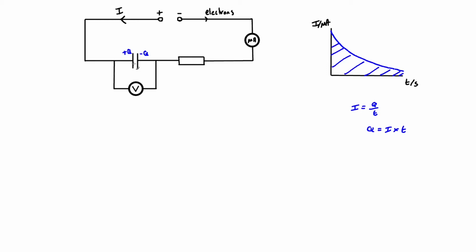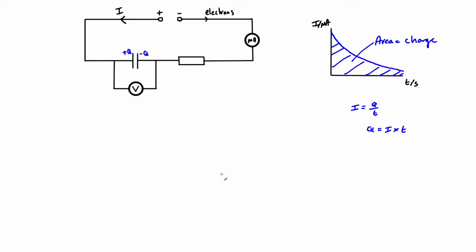Don't forget, no charge can actually move between the plates of the capacitor, so all the time a current is flowing, one plate is acquiring a negative charge, the other plate a positive charge, an equal positive charge. The size of that charge would be the area under this graph, and the area there would be the charge that has flowed around our circuit, and hence the charge that is stored on our capacitor.